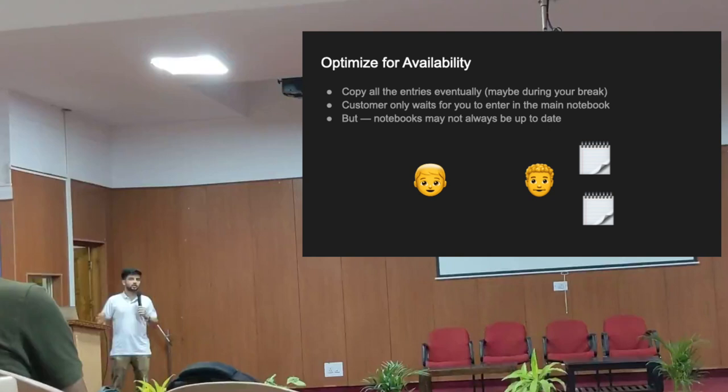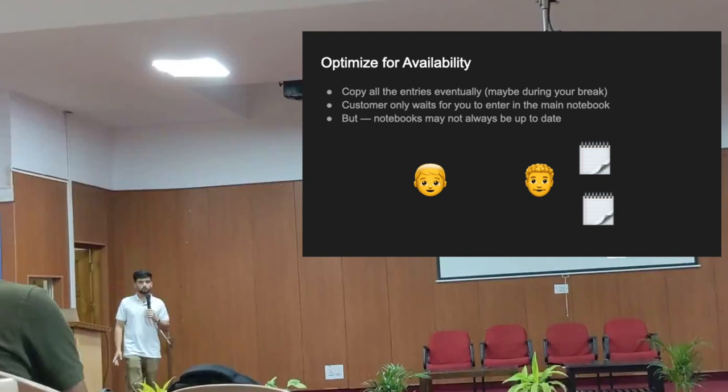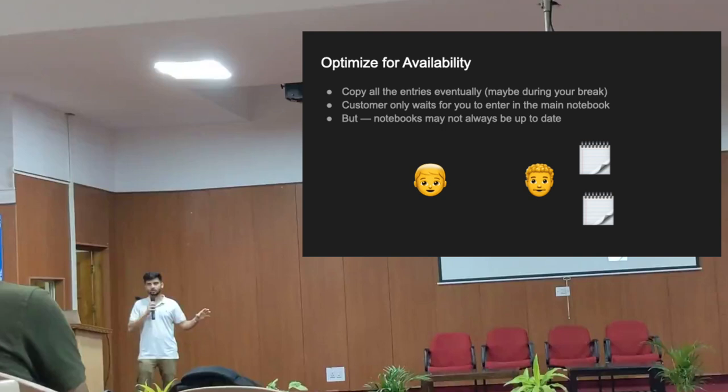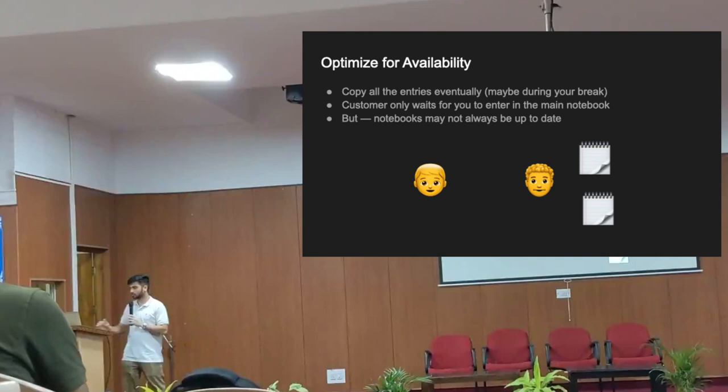But of course, the disadvantage here is the notebooks will not always be up to date. You'll have to tell your co-owner, you may not always see all the transactions, but you'll see them at the end of the day. But not live.